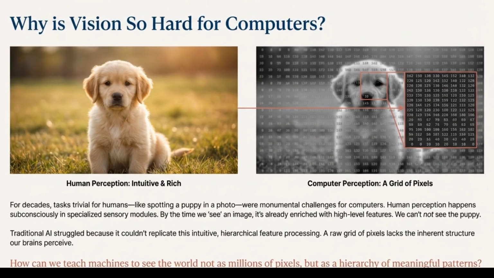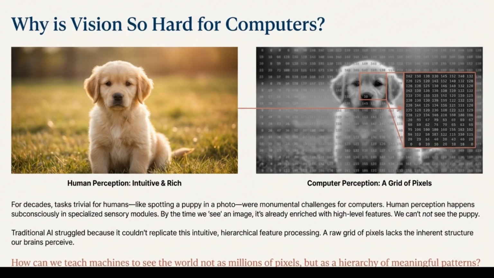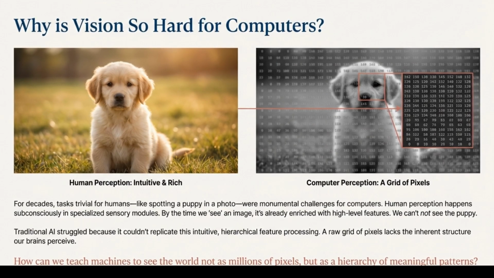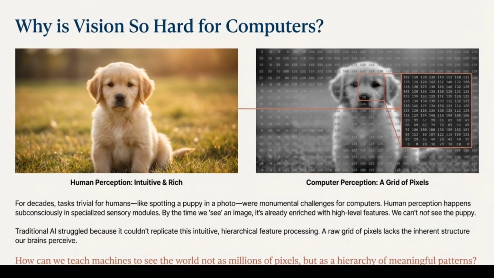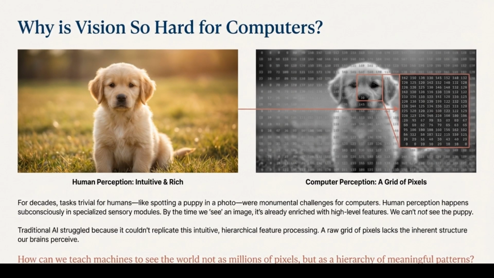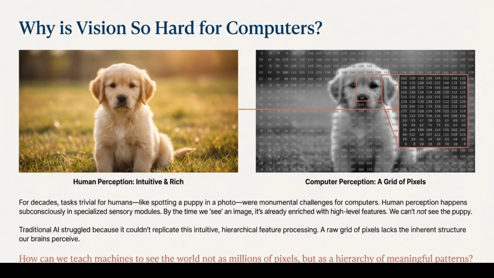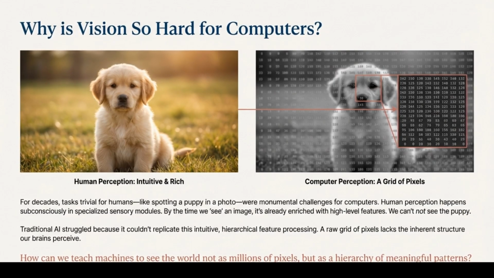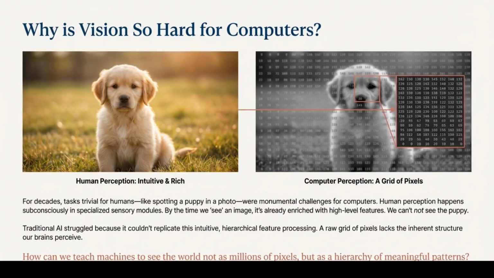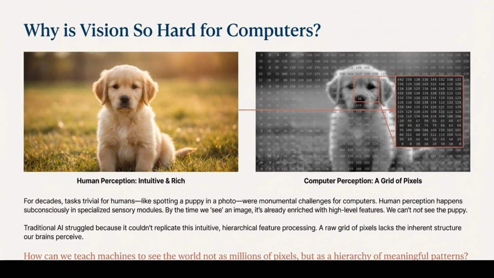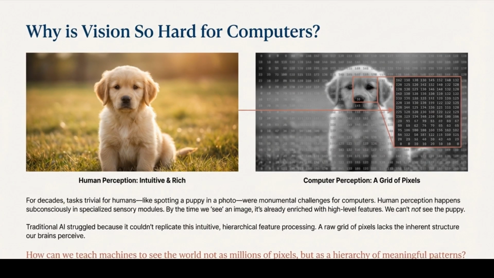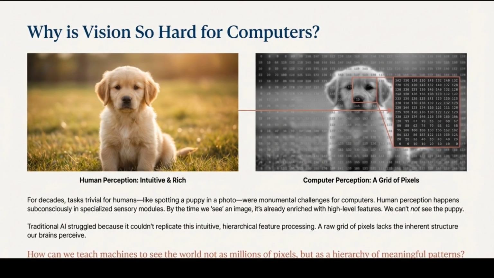Traditional AI methods struggled immensely because they attempted to process this enormous, flat grid of data without the hierarchical feature processing that our brains perform. This inability to group meaningless pixels into meaningful patterns, like edges, shapes, and eventually, a puppy, was the monumental challenge. The core question we must address is this: how can we teach machines to see the world not as millions of isolated pixels, but as a hierarchy of meaningful, complex patterns, just like we do?